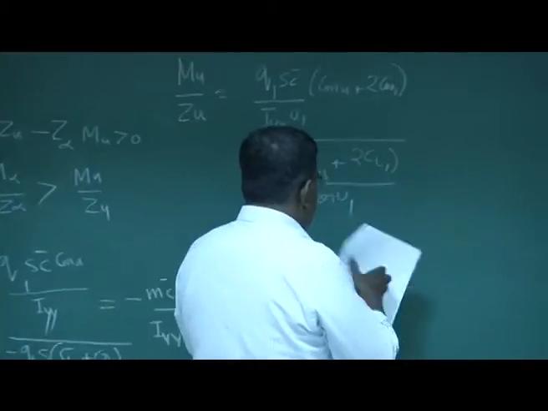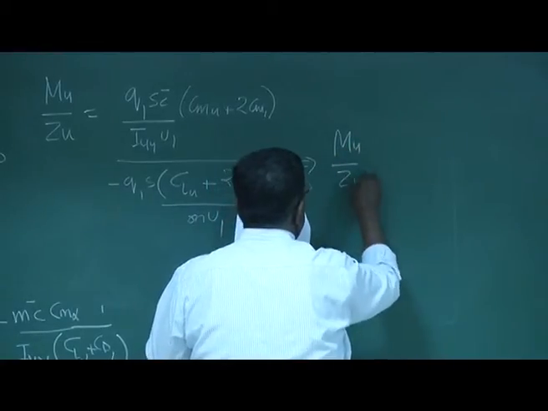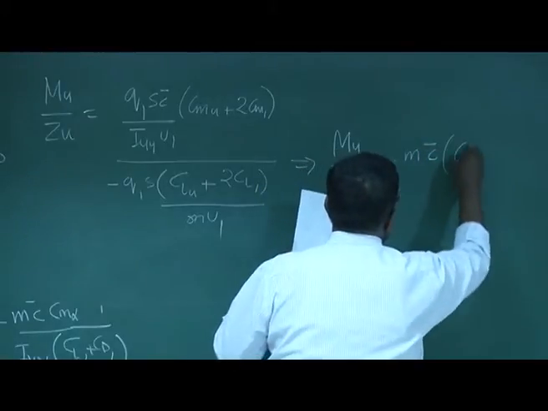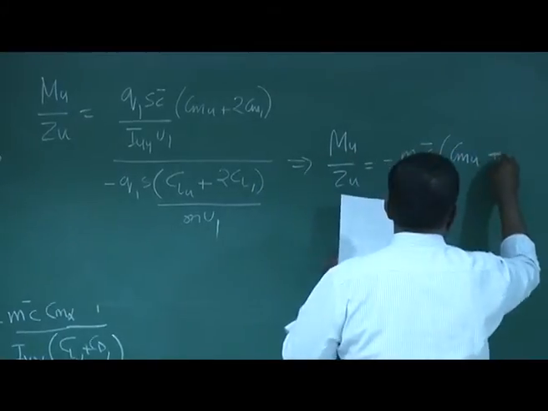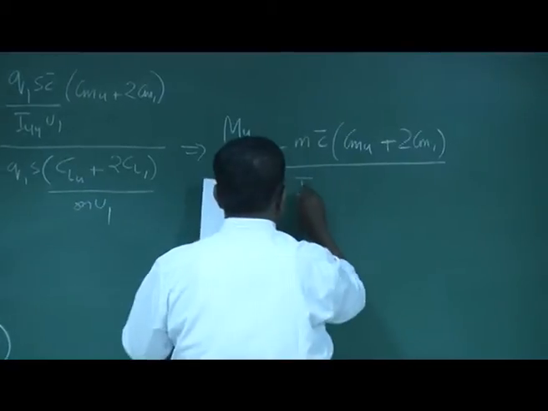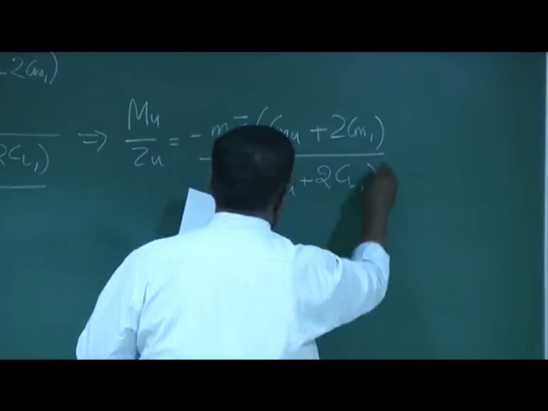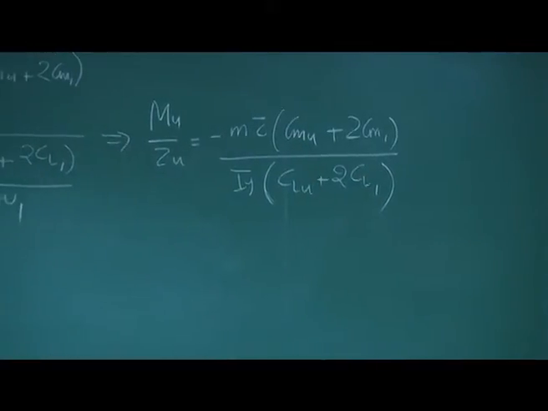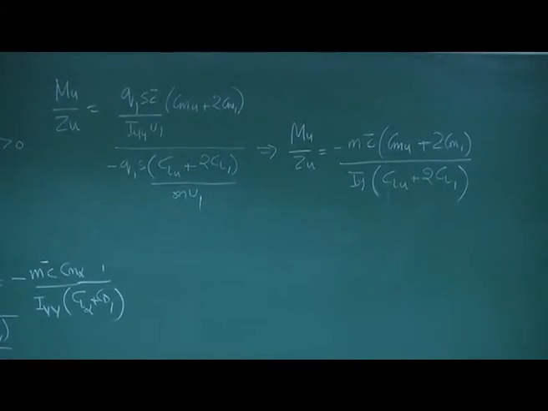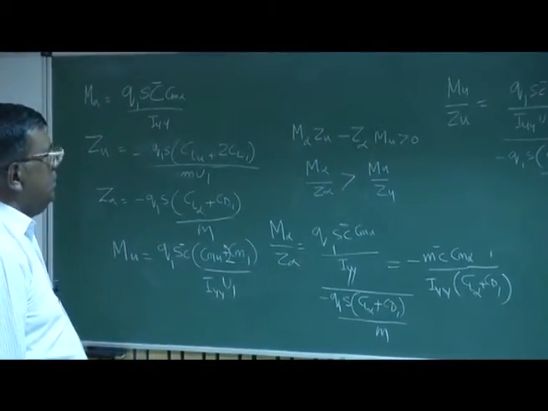So once I do that, I get an expression: Mu by Zu is equal to minus m c bar Cmu plus 2 Cm1 divided by Iyy CLu plus 2 CL1. Please understand, you should do it yourself, otherwise there is every possible chance of getting mixed up. Writing this expression is not a simple thing, it is a real challenge. You should not get defocused.